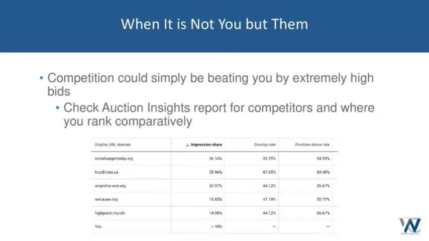And then you also have things like overlap rate. How many times are you showing up against them, for instance? And then things like position above rate. So how many times am I showing with them, but how many times are they also showing above me, for instance? So again, this can give you some insight.